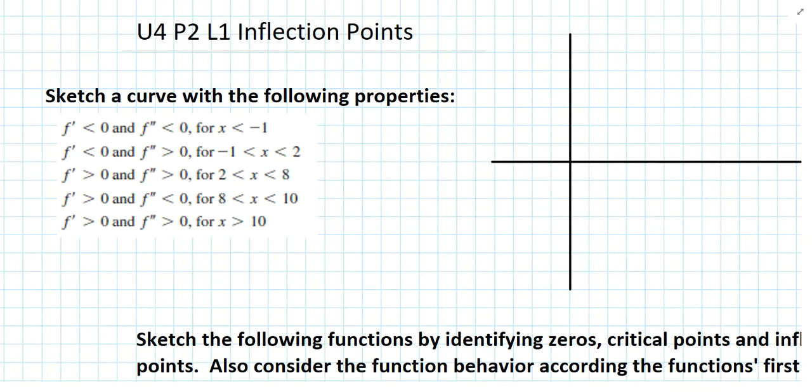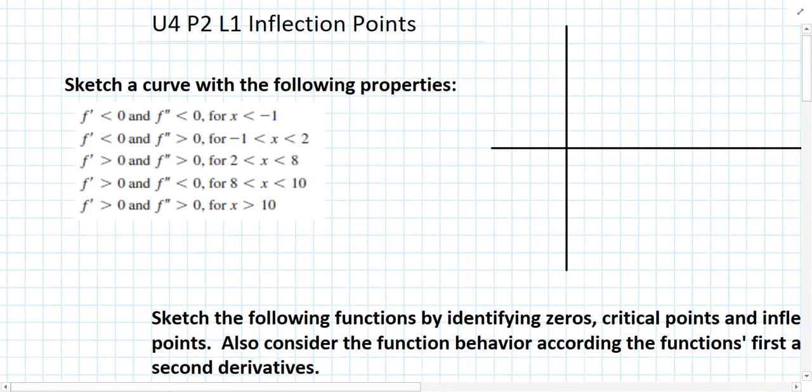In this video, we are going to start part 2 of the 4th unit in Calculus 1 class, and we're just going to practice some more with inflection points and the second derivative. This first example asks us to sketch a curve with the following properties.